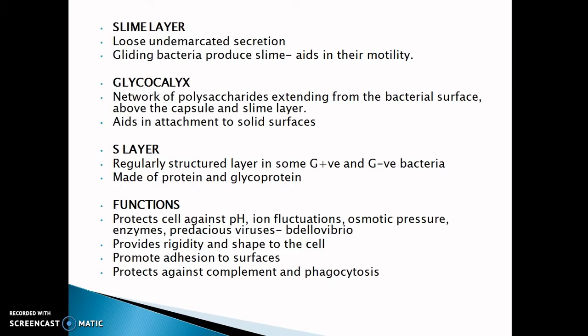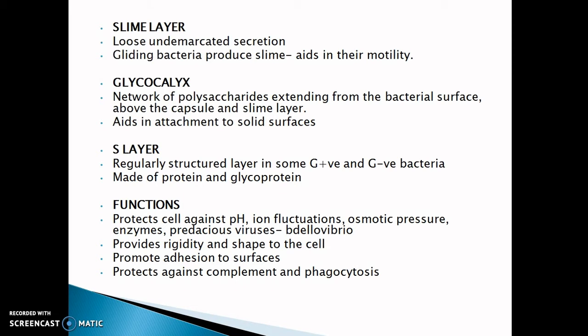Slime layers are different from capsules. They are loose, poorly demarcated secretions. They are usually produced by gliding bacteria, which helps in their motility. Glycocalyx is an organized network of polysaccharides extending from the bacterial surface, which is present above the capsule and the slime layer, and it also helps in attachment to solid surfaces.